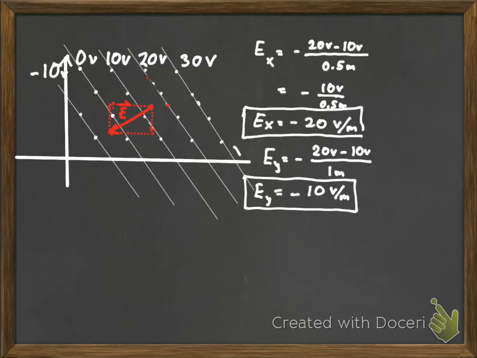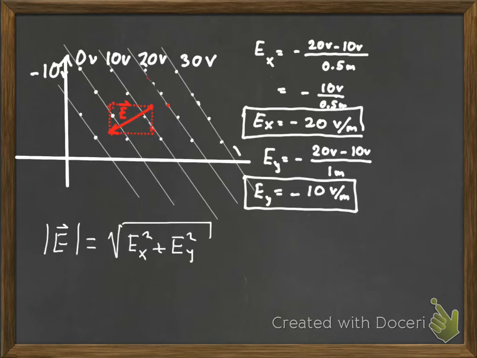Notice that that is consistent with what we already know about electric field vectors, which is that they're always perpendicular to the equipotentials. Also, we know that the electric field direction is from high voltage towards low voltage. That's exactly what we got here. The electric field is pointing from the high voltage towards the low voltage equipotentials.